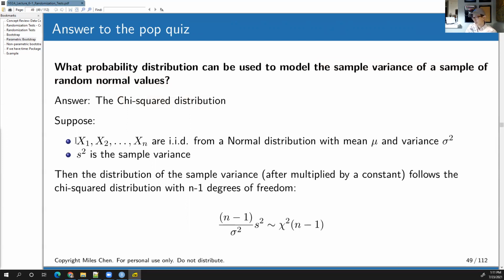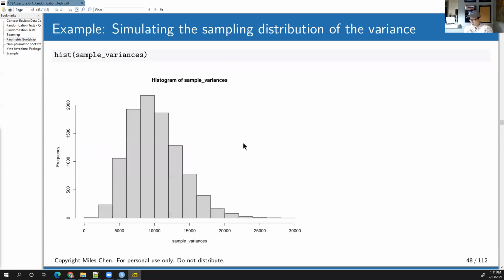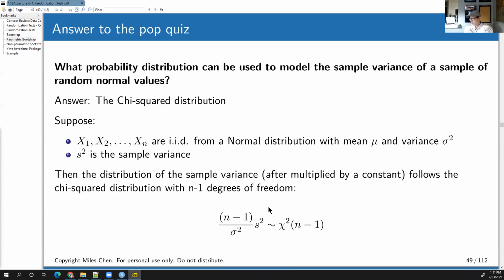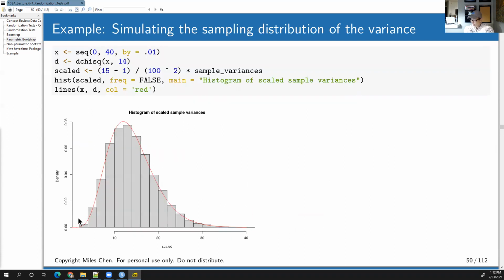You might not have remembered this, but maybe it was covered in stats 100B. The idea is if you drew n values from a normal distribution with a mean of mu and variance sigma squared, and S squared is the sample variance, then you're going to have a chi-squared distribution with n-1 degrees of freedom. So in our case, we drew 15 values, so we're going to have a chi-squared distribution with 14 degrees of freedom, but it's also scaled up by this quantity n-1 over sigma squared.